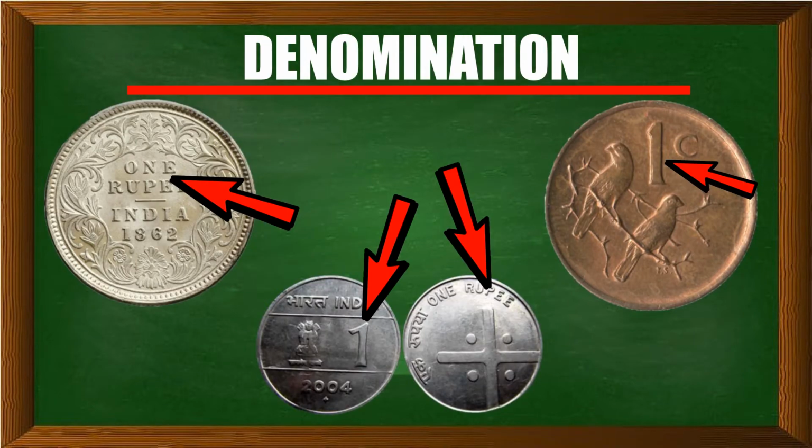And finally, denomination. Denomination or face value is the monetary value of the coin. This is given in letters in some coins and in numbers only in others. Some coins have both letters and numbers.